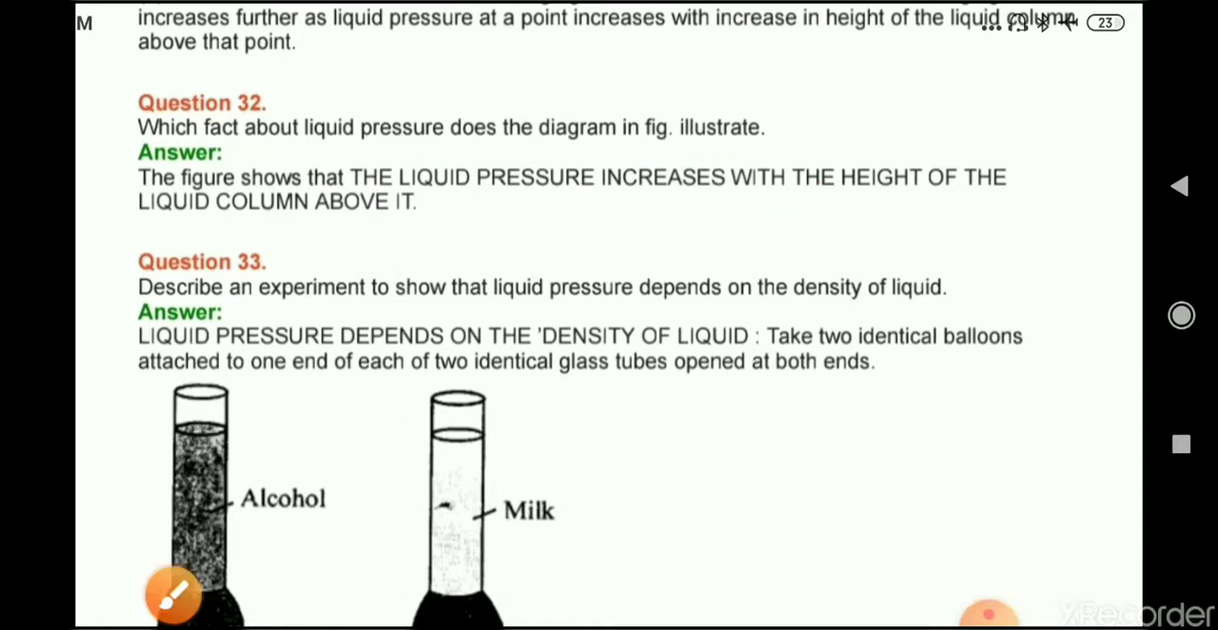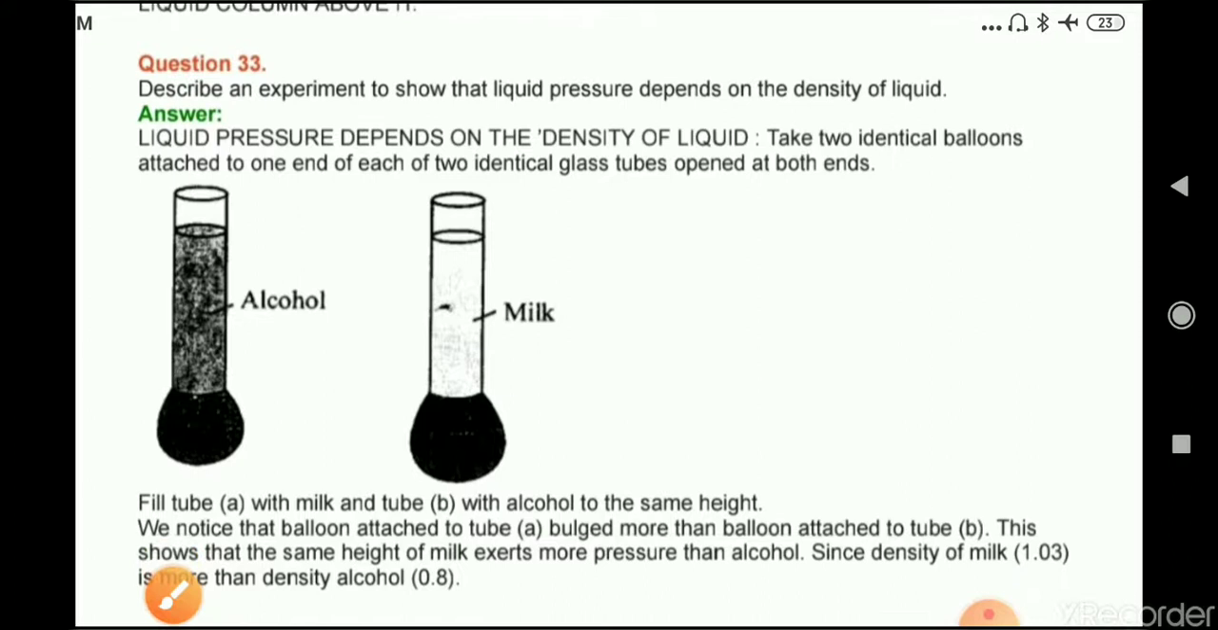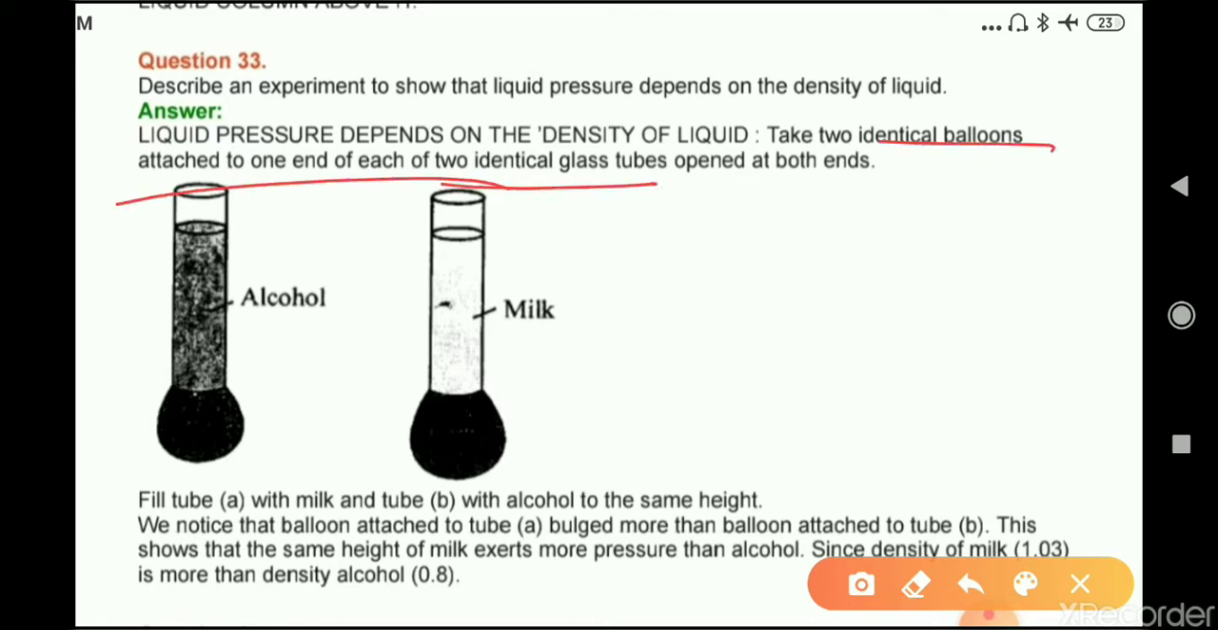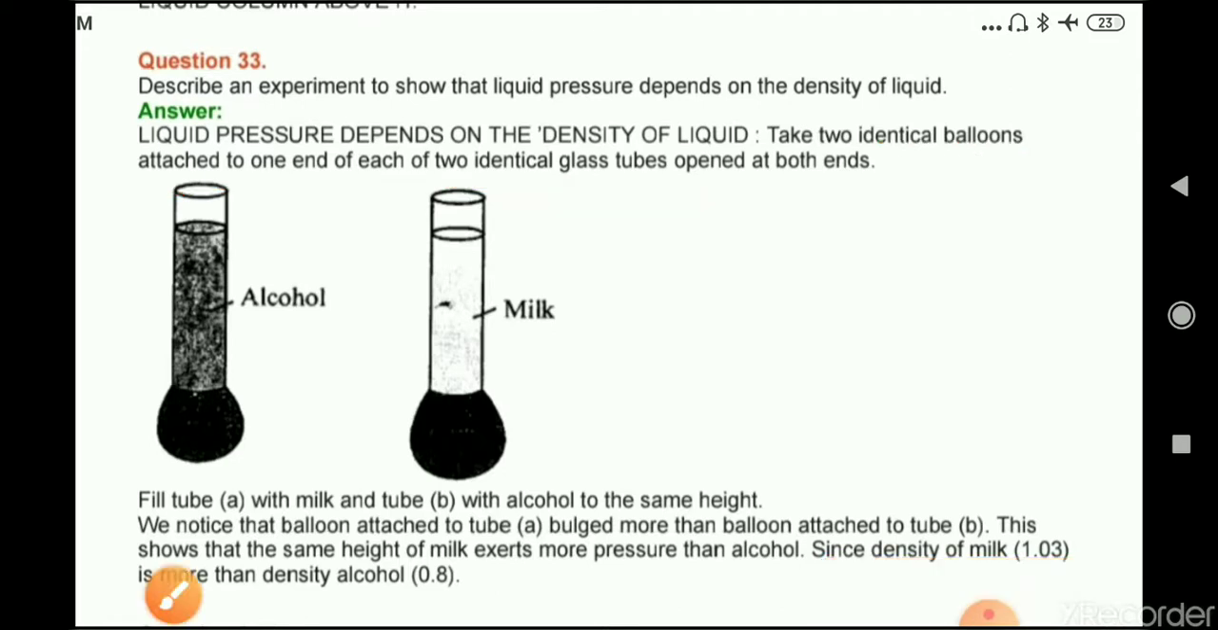Question number 33. Describe an experiment to show that liquid pressure depends on the density of the liquid. So you have to write down the answer. Take two identical balloons attached to one end of each of two identical glass tubes opened at both ends. First, fill tube A with milk and tube B with alcohol to the same height. We notice that the balloon attached to tube A bulged more than the balloon attached to tube B. This shows that the same height of milk exerts more pressure than alcohol. Hence, the density of milk is more than the density of alcohol.